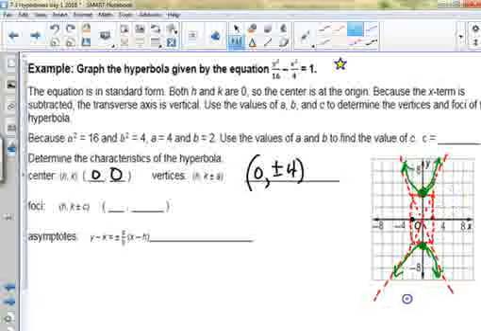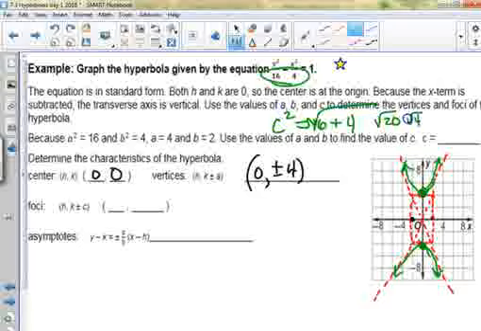But then we need to find the foci. To find the foci, instead of a squared minus b squared, we have to go a squared plus b squared, and then square root. So we get square root of 20, which simplifies to what? 2 square roots of 5? Okay. Anybody, square root of 20 is like 4.5, maybe? Anybody tell me what square root of 20 is? Okay, almost 4.5.